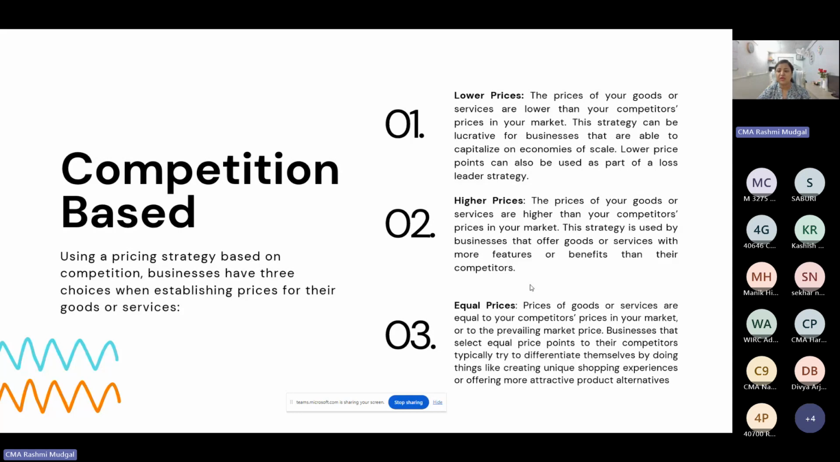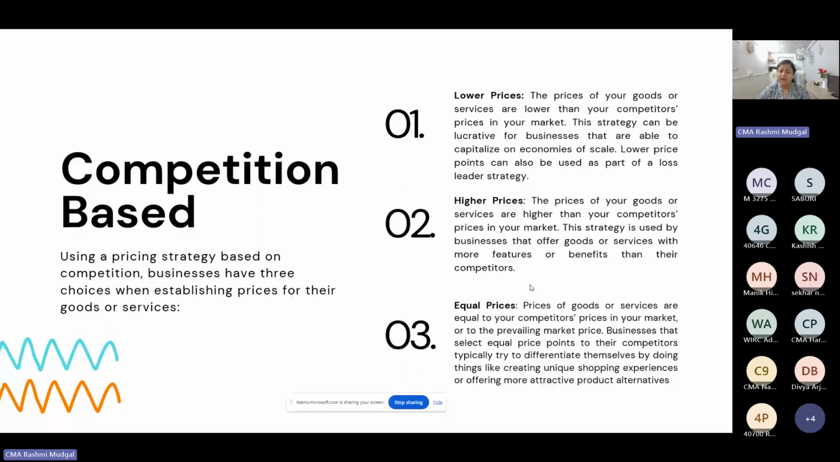This strategy can be lucrative for businesses that are able to capitalize on economies of scale, where I am producing goods through mass production. A lower price point can also be used as part of a loss leader strategy. It is possible that you become a loss leader in that industry. Some goods are sold at a competitive price, but there is so much possibility that they are making losses again and again in a year just to reach a volume market.